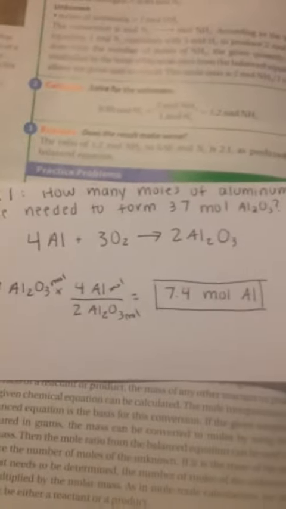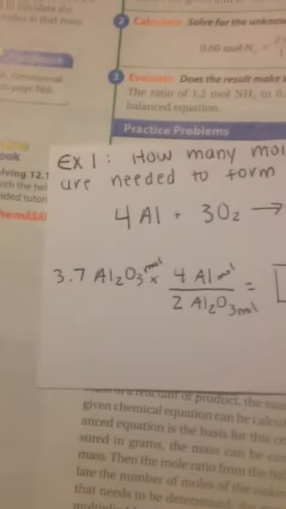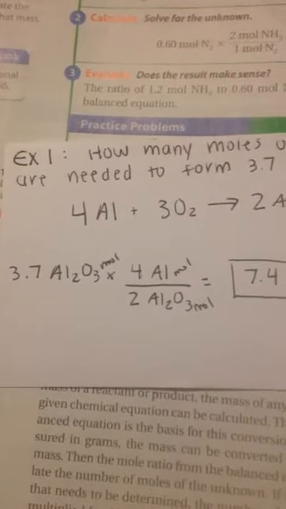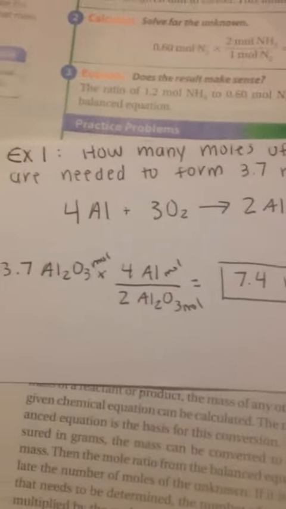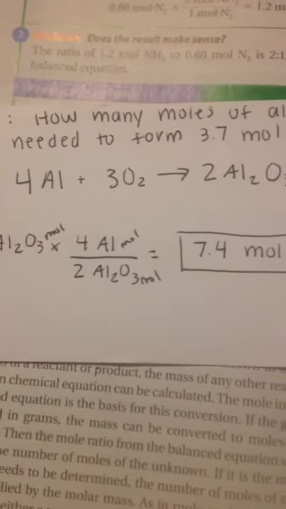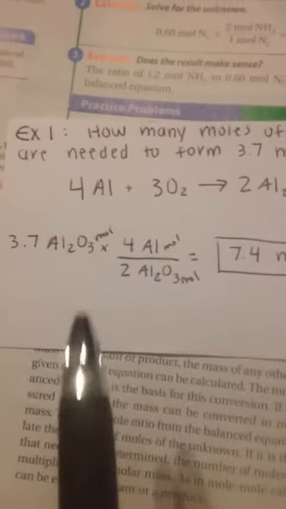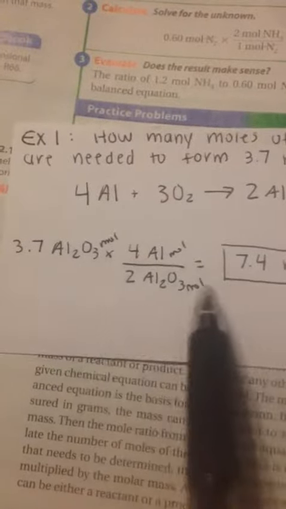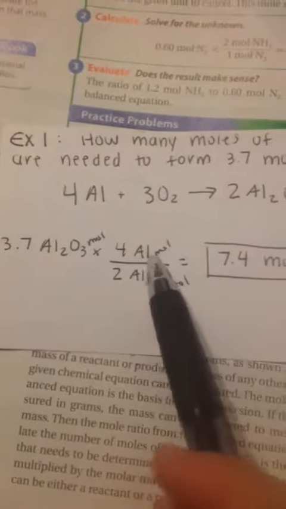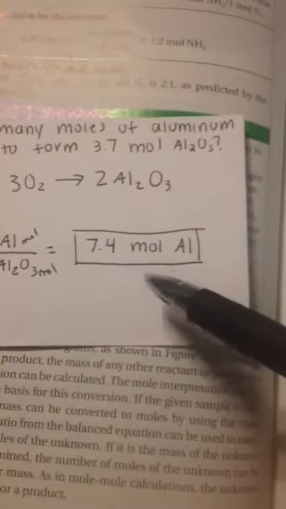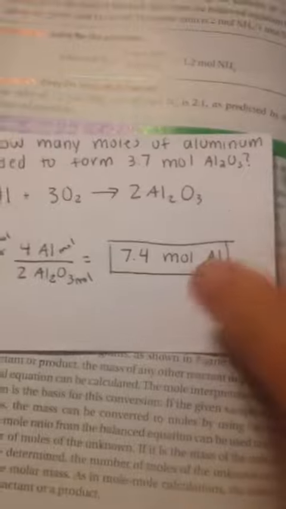Here we have the question again and the equation. First you take 3.7 moles of aluminum oxide and you multiply it by 4 moles of aluminum over 2 moles of Al2O3. So it'll cancel out here and here, so you'll be left with moles of aluminum, and once you multiply everything out, you'll get 7.4 moles of aluminum.